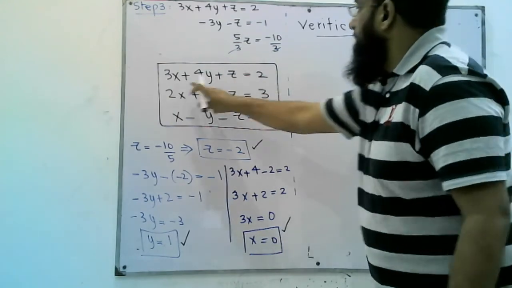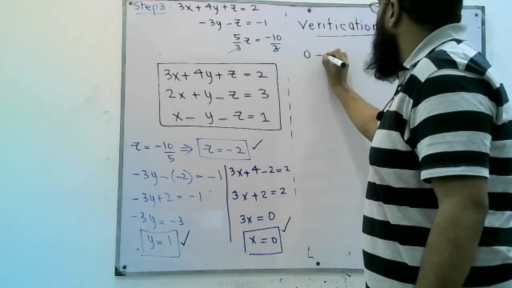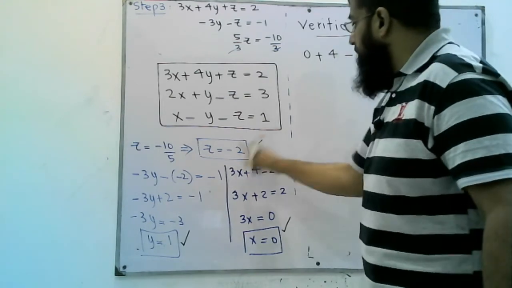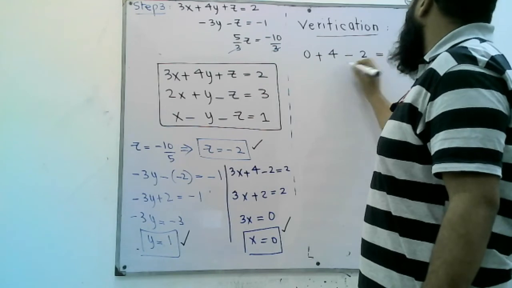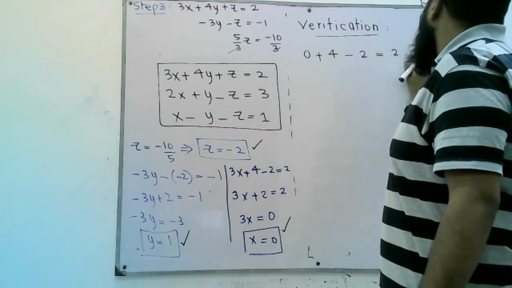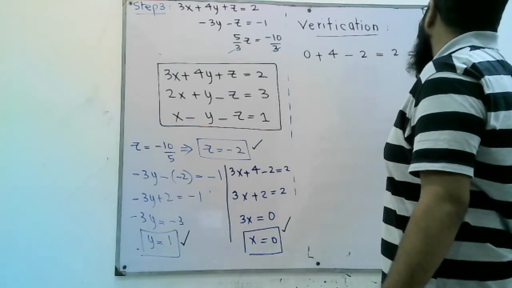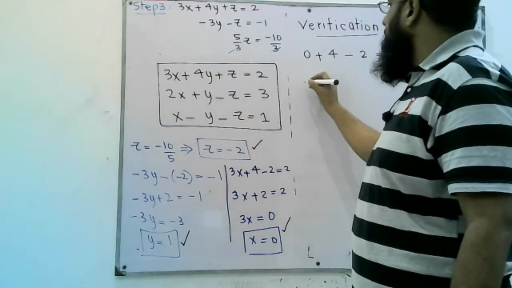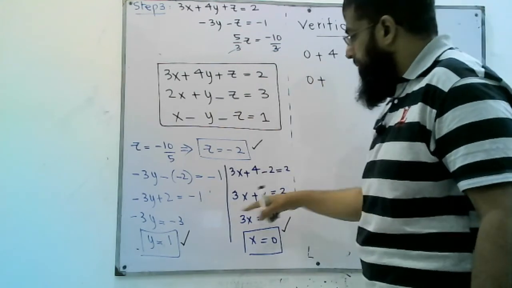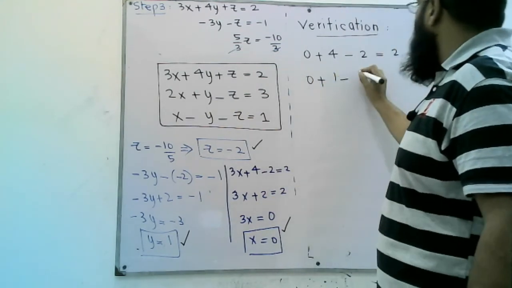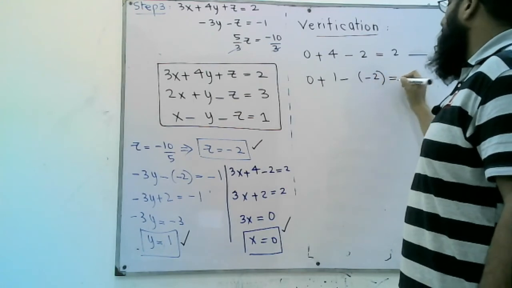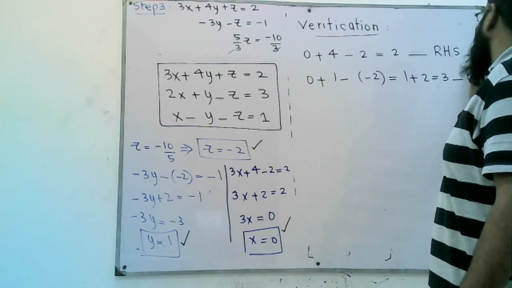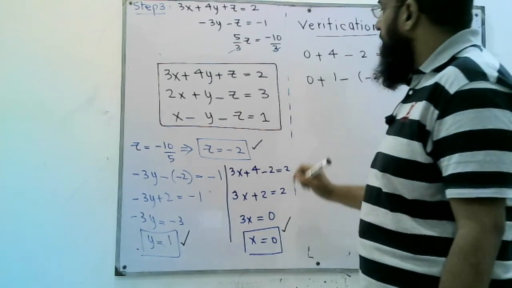Right, 3x, x is 0, so this is 0, plus 4 times y is 4, plus z is minus 2 should be equal to 4 minus 2, 2, and that is equal to the right hand side. So it is verified. Let's verify the second equation. 2x is 0 plus y is 1 minus z is minus 2. So this is 1 plus 2 is equal to 3, and that is also equal to the right hand side of the second equation, this one.